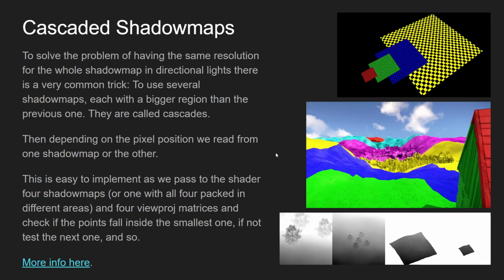Also, some engines compute these ones for the whole map on startup, and they never change them, because they already have the shadow map for the whole map, and they know that the map is not going to change so much.